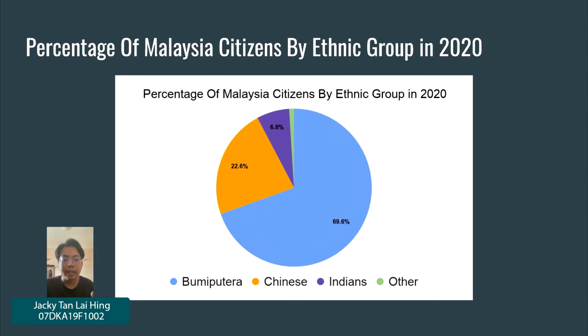Moreover, 6.8% of Malaysian citizens are Indians. Finally, only a small minority of citizen ethnic group is other. The other ethnic group consists of Orang Dayak, Orang Asli, and other groups of indigenous people.